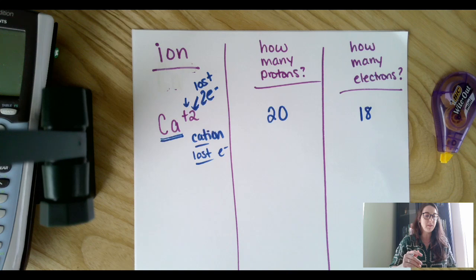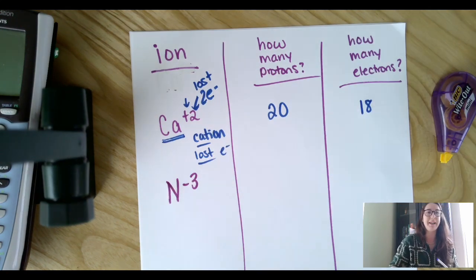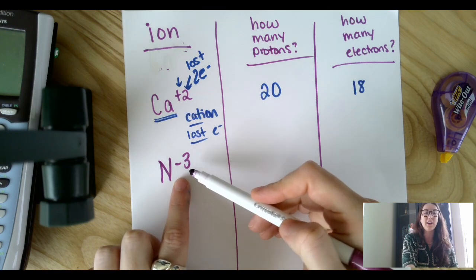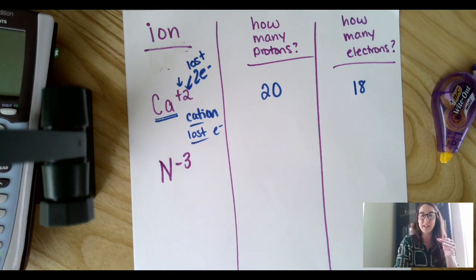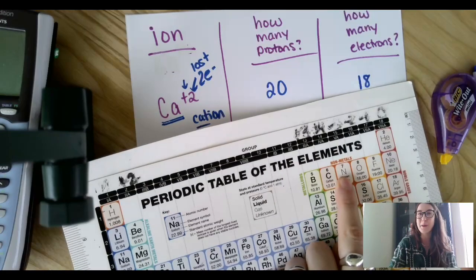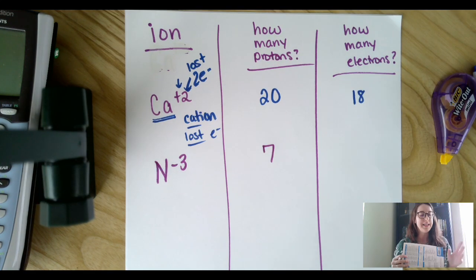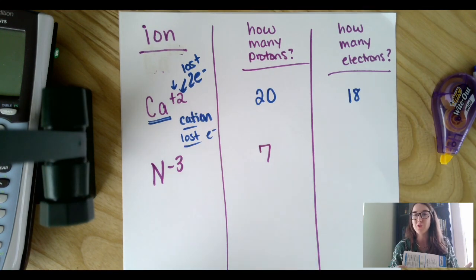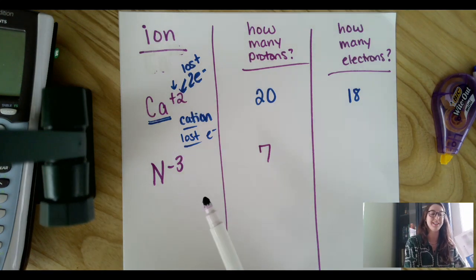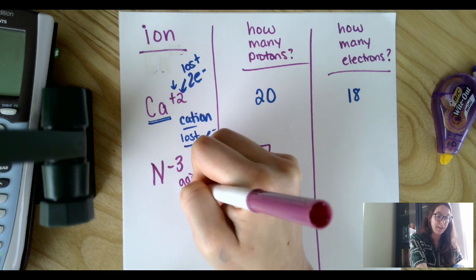Let's try another one. Let's do nitrogen as a negative 3 charge, okay? So N minus 3. Again, they're giving a charge right off the bat. You know this is an ion. You need to account for that ion and understand what it means. Nitrogen on the periodic table has an atomic number of 7. So that is how many protons it has. Now again, neutrally, it would have 7 electrons as well. However, this is not neutral. This is a negative 3 ion charge. That is an anion, which means it gained 3 electrons, okay?